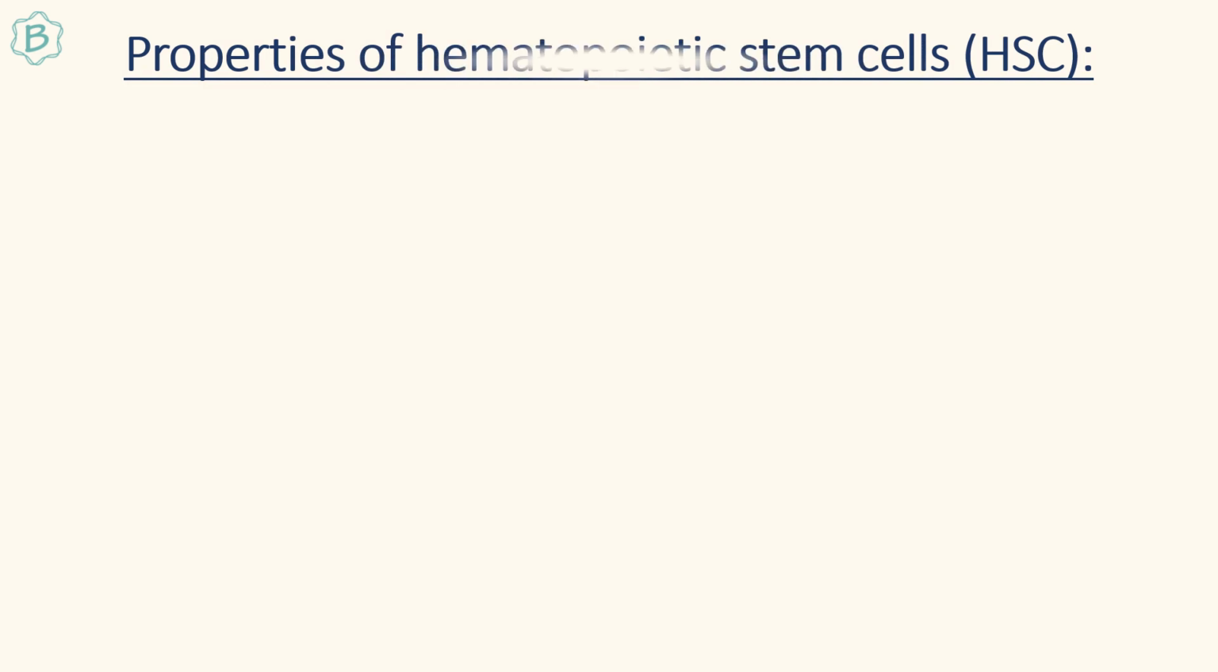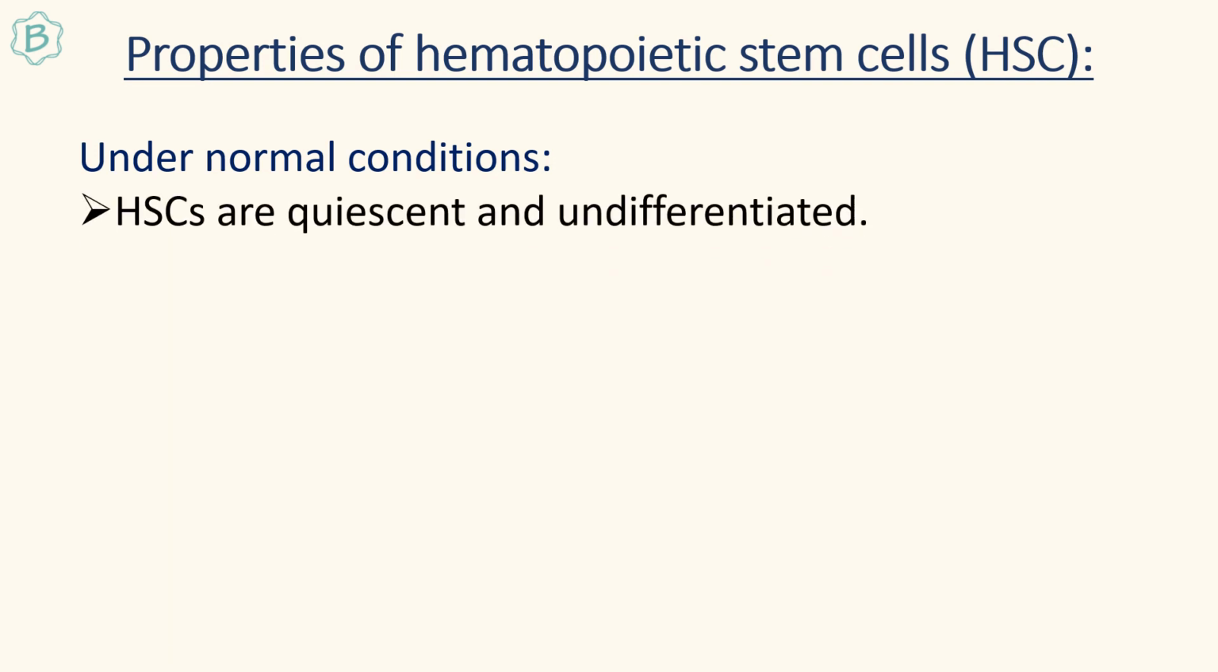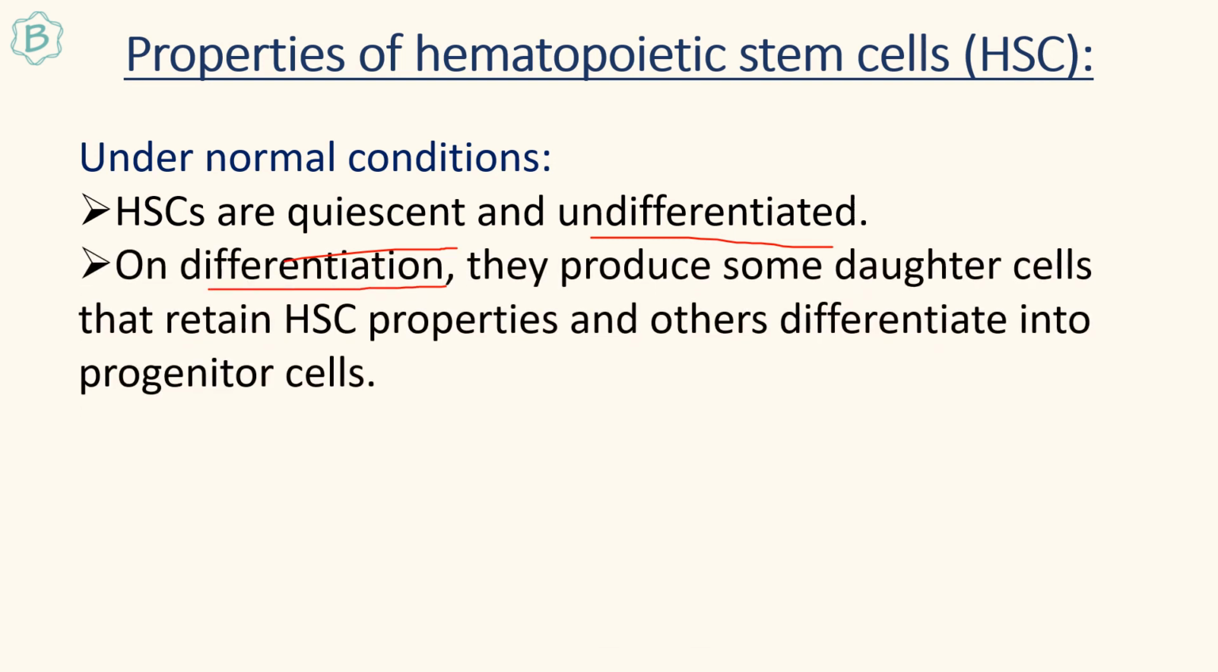Okay, so now we will be looking at how the condition is having an impact on the differentiation capacity of the hematopoietic stem cells. These cells are quiescent, which means that they are inactive or dormant, and they remain undifferentiated in the bone marrow. But if they are induced to undergo differentiation, they will produce some daughter cells which retain the primary hematopoietic stem cell properties of self renewal and differentiation, and the other cells will differentiate to form many progenitor cells which no longer have those self renewal properties.